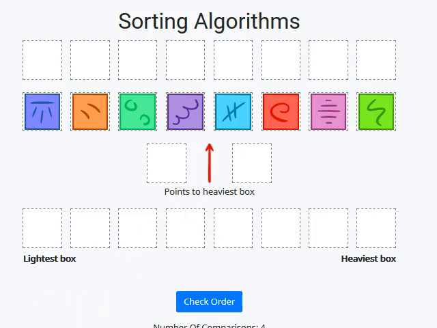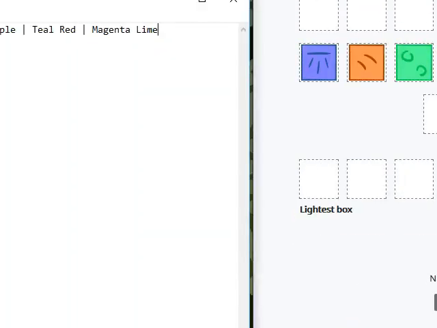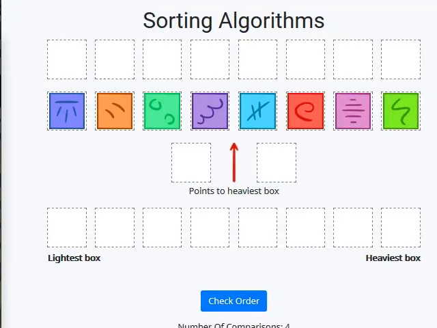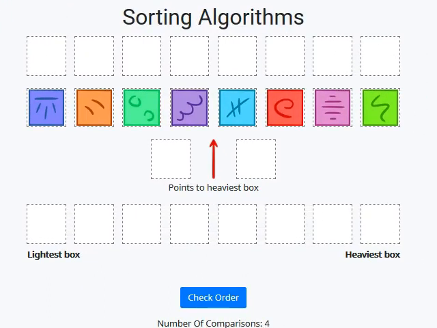I must confess that sometimes I find it really hard to keep the lists in my head straight. So what I tend to do is, on the side, keep notes of what my small lists are. So I know I've got the blue-orange list, green-purple, teal-red, and magenta-lime. My next step is to take those 4 lists and combine them into 2 lists of 4.